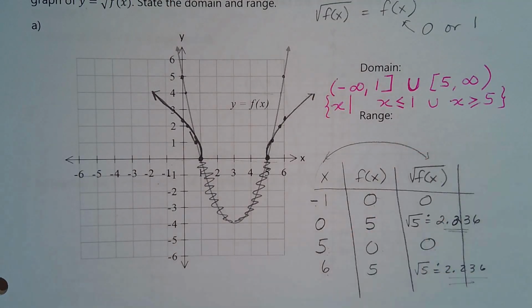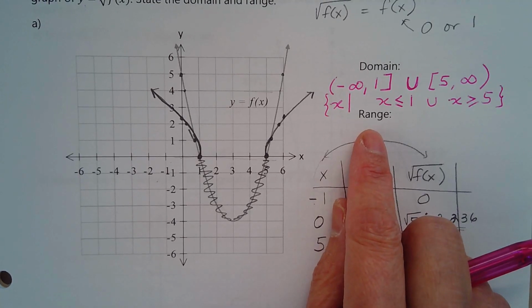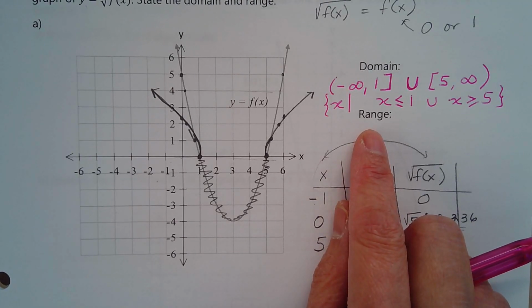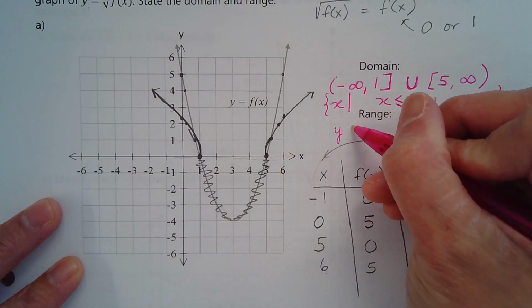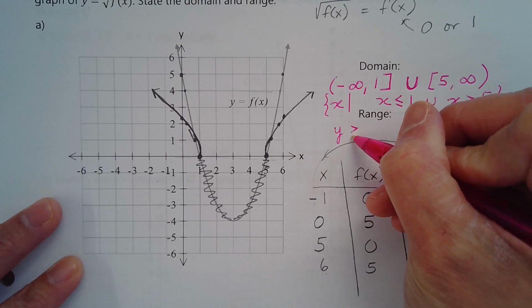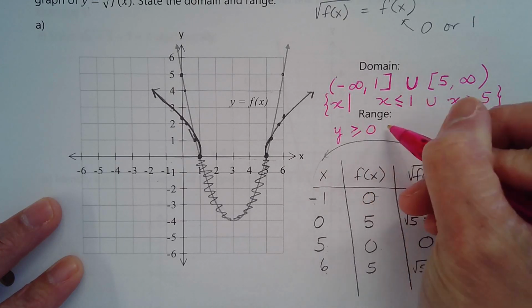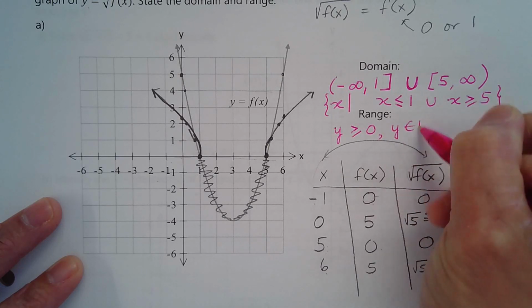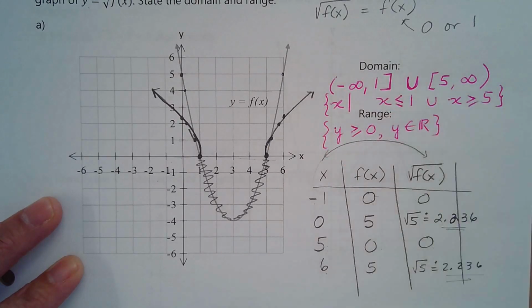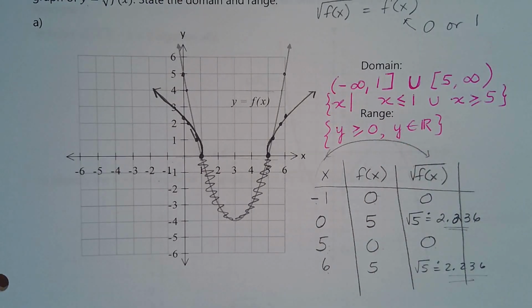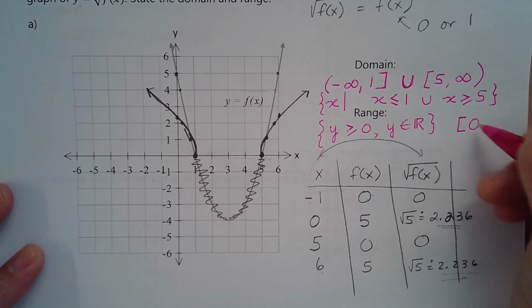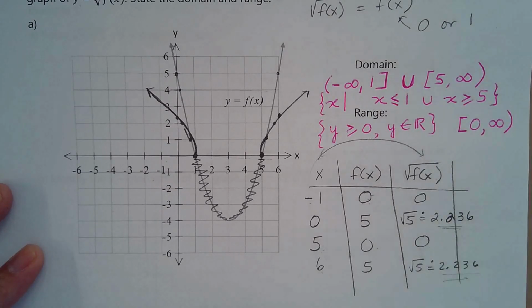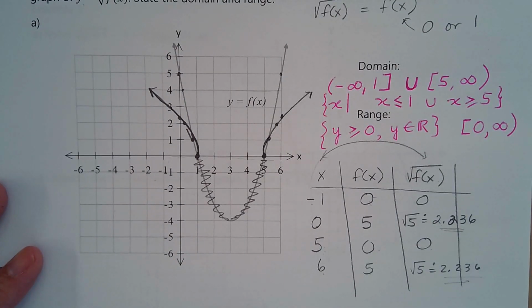Now take a look at the range. What's the range of the function? Range are the possible y values. y has to be greater than, and also equal to, 0, where y is an element of real numbers. And there's no break there. It's just anything from 0 and higher. What's the other way of writing that? It's going to be bracket 0 to infinity. Okay, good. So far so good.